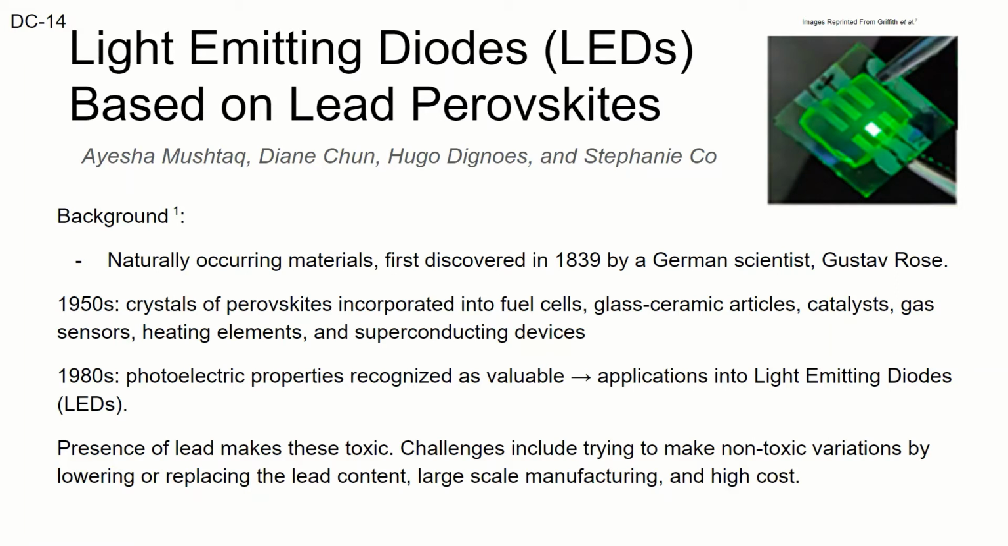It wasn't until the 1950s that they started being incorporated into fuel cells, glass ceramic particles, catalysts, gas sensors, heating elements, and superconducting devices. Then in 1980, their photoelectric properties started being recognized as valuable, so they started applying perovskites into light-emitting diodes, or LEDs. A current challenge of lead perovskites is that they contain lead, as they are toxic and expensive.